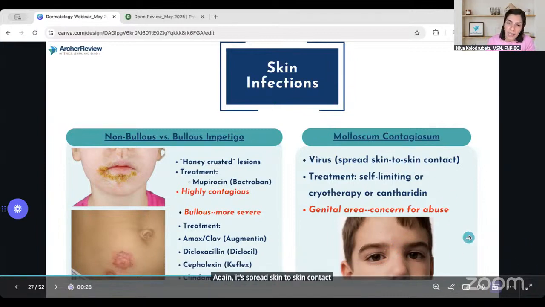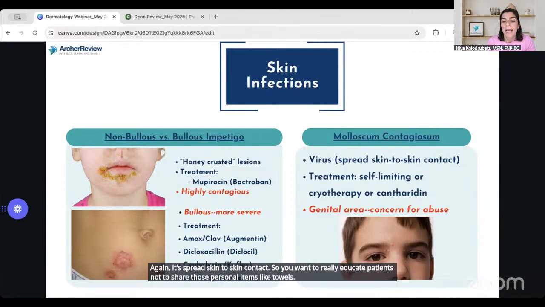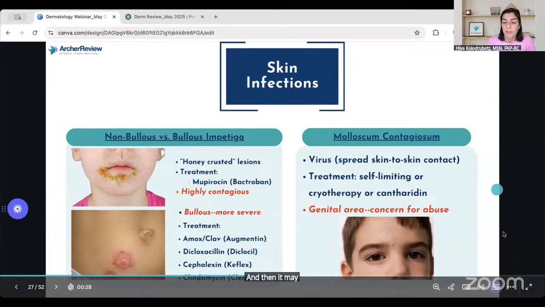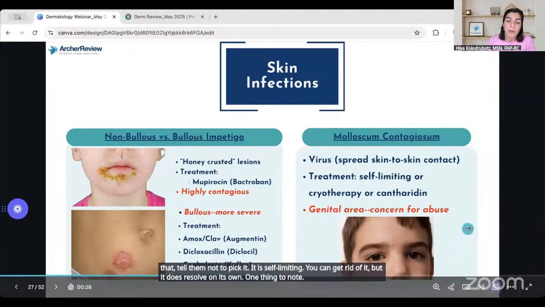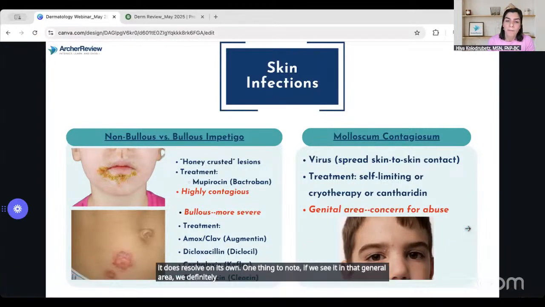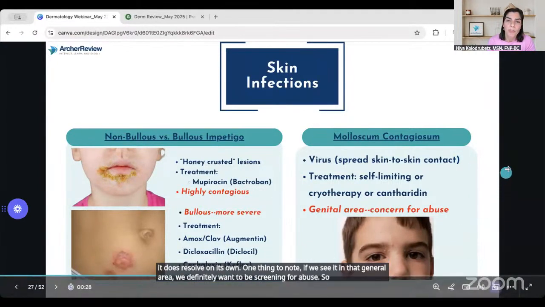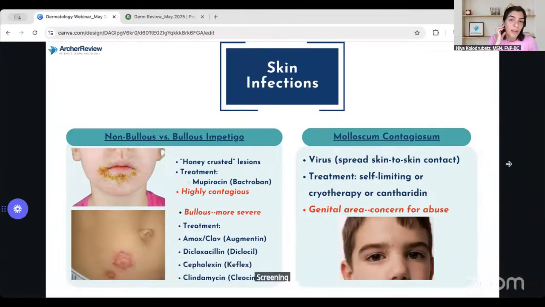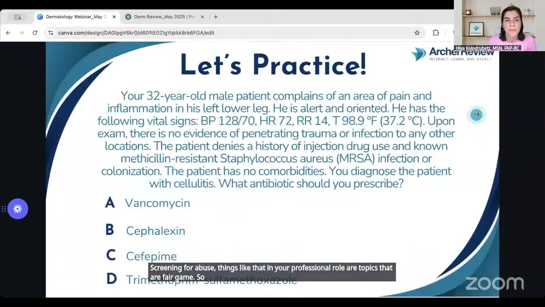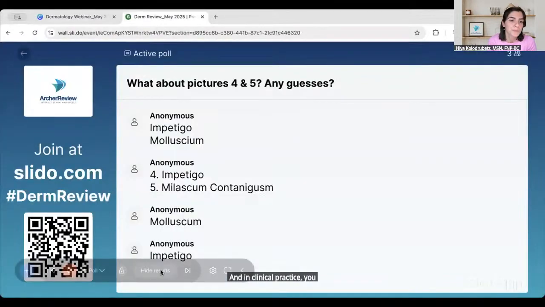So you want to really educate patients not to share personal items like towels. And then it may lead to secondary infection, so making sure we're watching for that. Tell them not to pick it. It is self-limiting. It does resolve on its own. One thing to note, if we see it in the genital area, we definitely want to be screening for abuse. So remember on your board exams, especially the ANCC, screening for abuse, things like that in your professional role are topics that are fair game. So you want to be thinking about that, and in clinical practice, you want to be thinking about that.